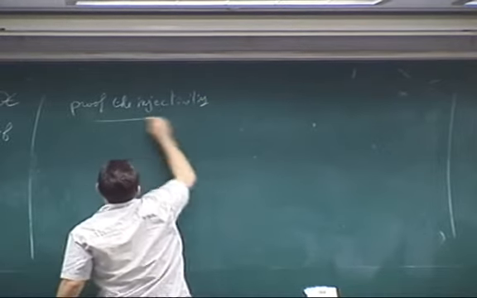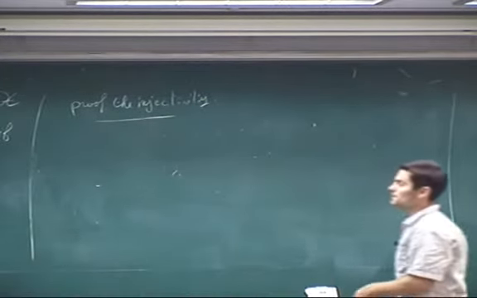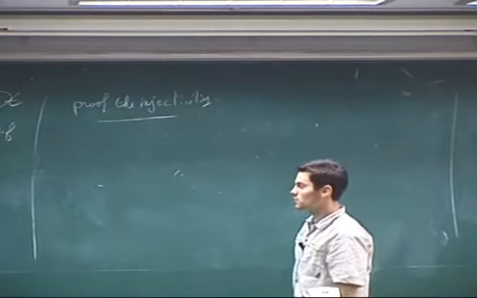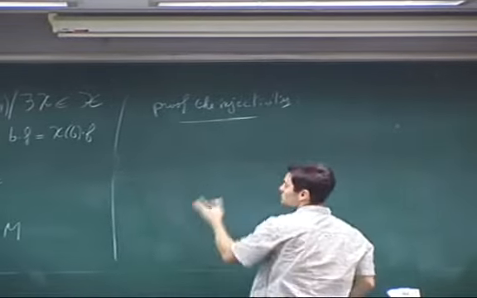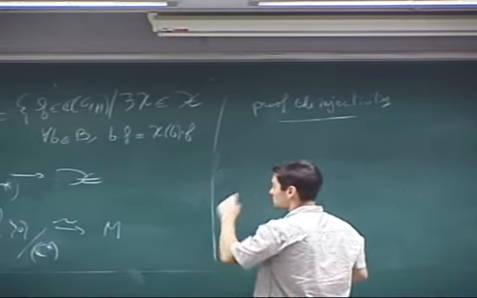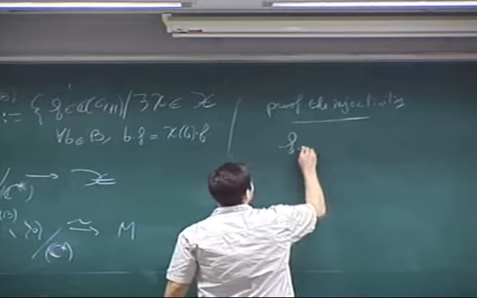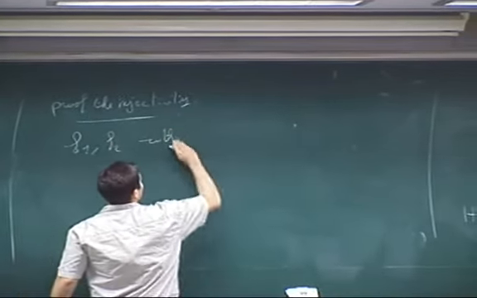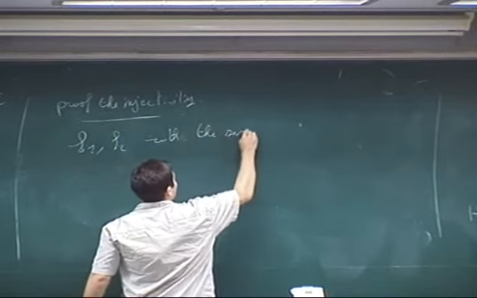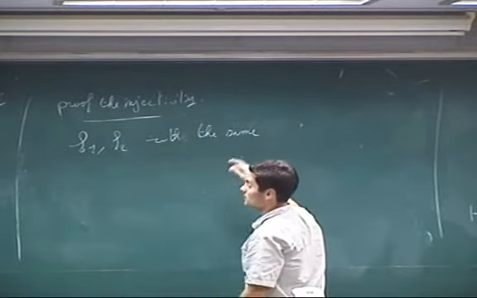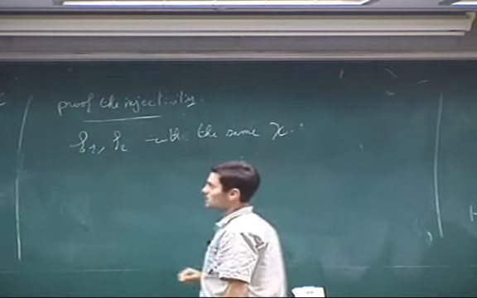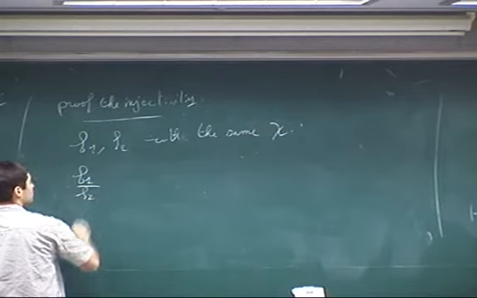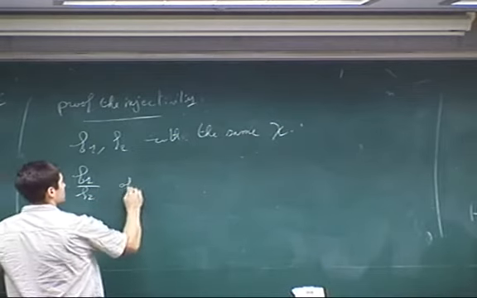Because here we see why we choose this definition of spherical varieties. Well, so it explains the definition of spherical varieties. So if we take f1 and f2 with the same chi, so the same weight, then f1 over f2 is of weight 0.